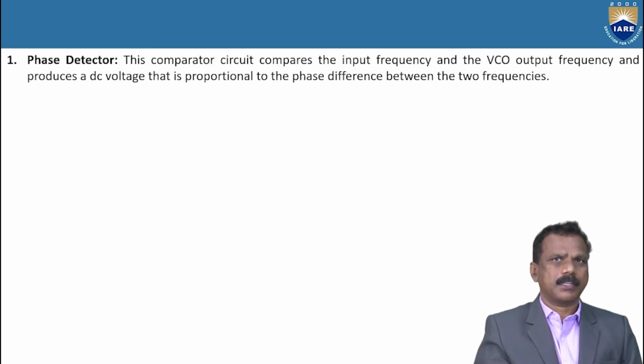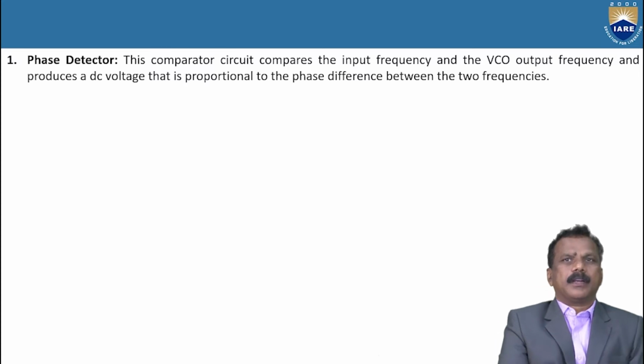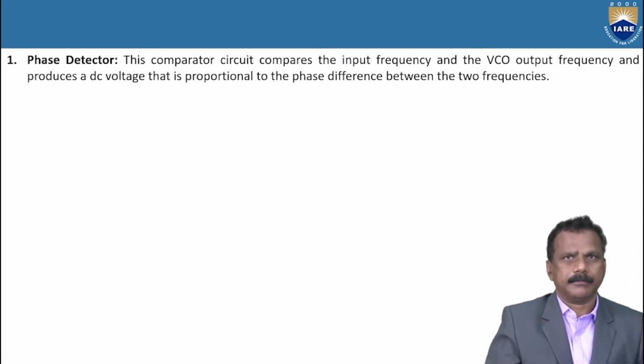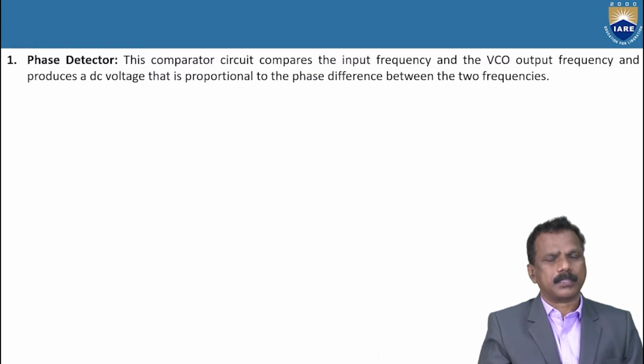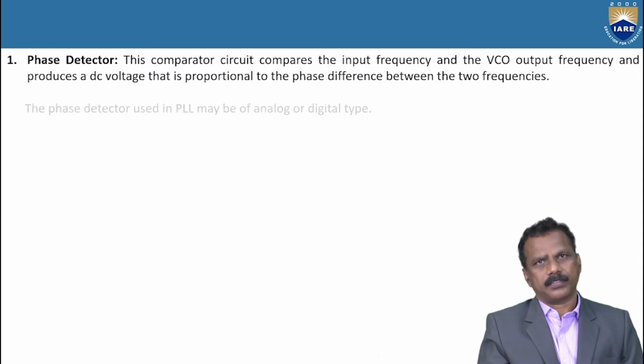Coming to the first one, the phase detector. This is nothing but a comparator. This comparator circuit compares the input frequency and the voltage controlled oscillator output frequency and produces a DC voltage that is proportional to the phase difference between the two frequencies.